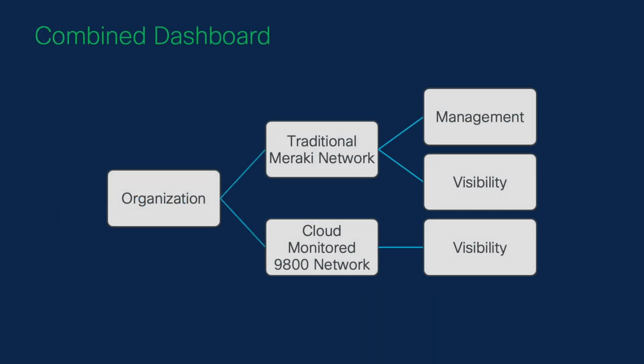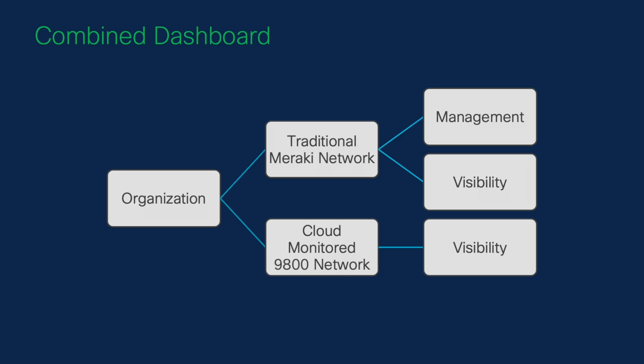Let's start by taking a brief look at the overall structure of the cloud monitored 9800 network in the Meraki dashboard. So if we look at this, it's actually a combined dashboard. We have our traditional Meraki network components that are in networks today within our organization. Of course, with Meraki, we have the higher level of organization and then the lower level of a network. And then we have a cloud monitored network.